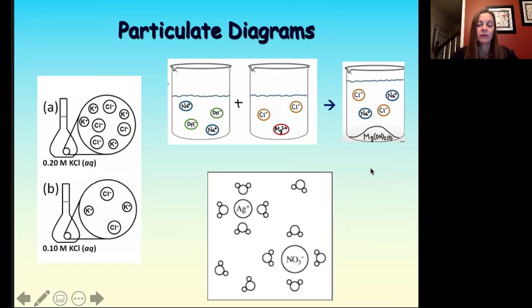It's really important when drawing particulate diagrams that you represent the ions individually and not combined with each other. And that we represent, if we have 2 chloride ions over here, we need to make sure that we still have 2 chloride ions over here.